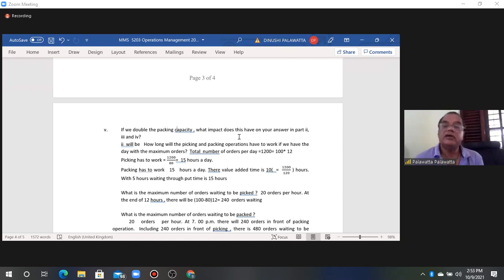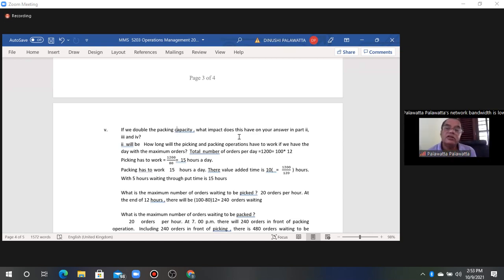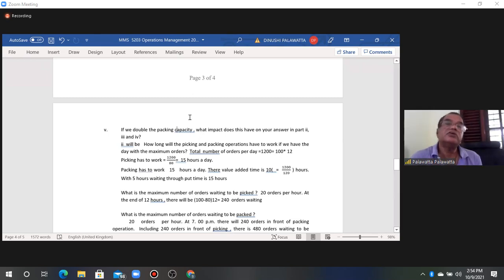And then packing, the work rate is 120 customers per hour. But therefore, the packing will actually work, value added time is 10 hours. But then, the work has to come. Work has to come to packing. From picking takes 15 hours, and then work has to come for packing. So that's how the answer is for.